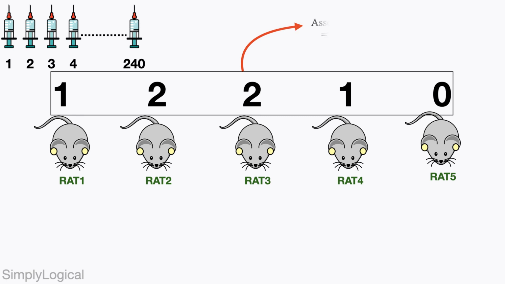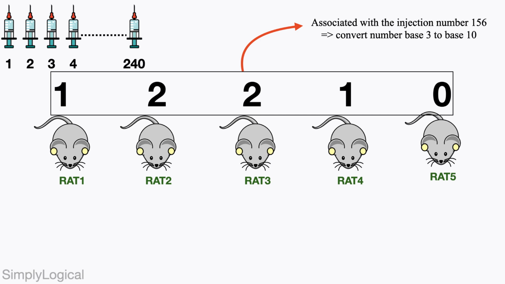is at the start of the first 24 hours. Similarly, a rat that is assigned the number 2 will be given the injection on day 2, that is at the start of the next 24 hours. And a rat which is assigned the number 0 will not be given that injection at all.